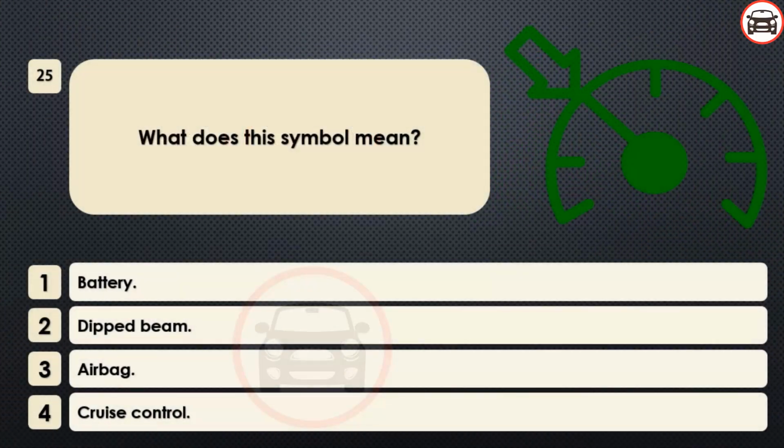What does this symbol mean? 1. Battery. 2. Dip beam. 3. Airbag. 4. Cruise control.